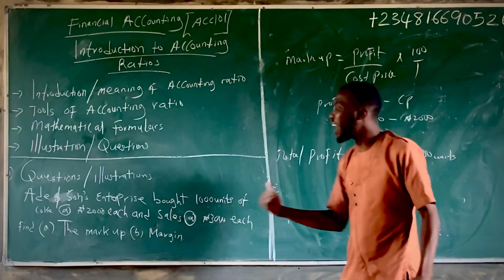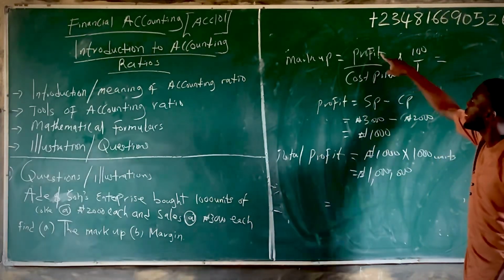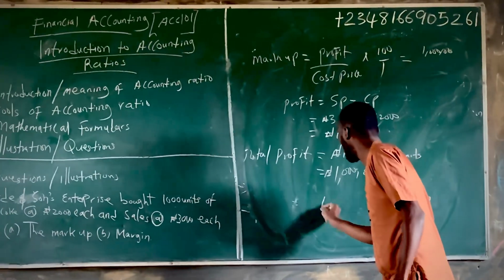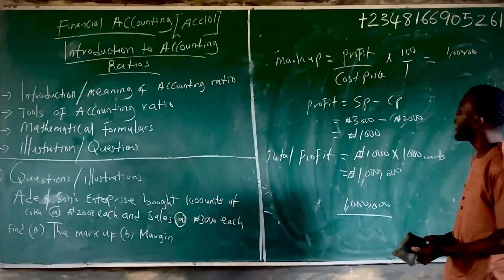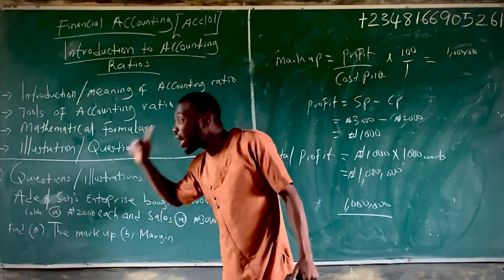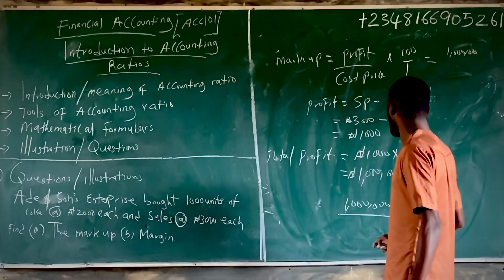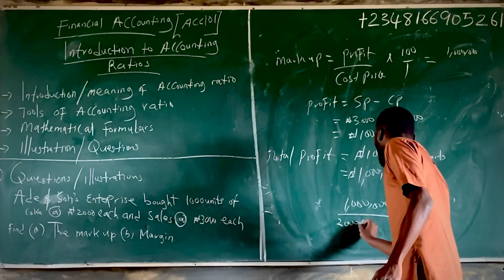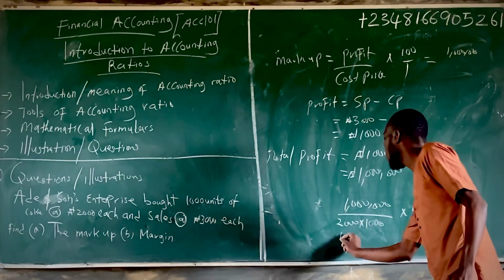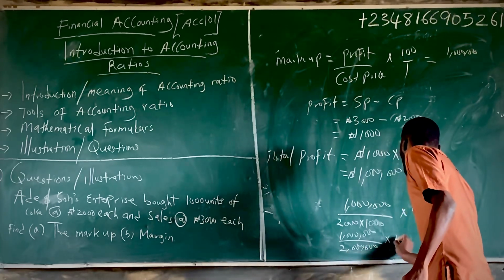Now, the question is about the markup. We know that the markup is profit over cost price times 100 over 1. Our profit is 1 million. Let me do it somewhere. So our profit is 1 million over our cost price. What is our cost price? Our cost price is 2,000 naira, because they said 1 unit is 2,000 naira. So that is 2,000 naira times 1,000 units. That is our cost price. Then times 100 over 1. So we have 1 million over 2 million times 100 over 1.